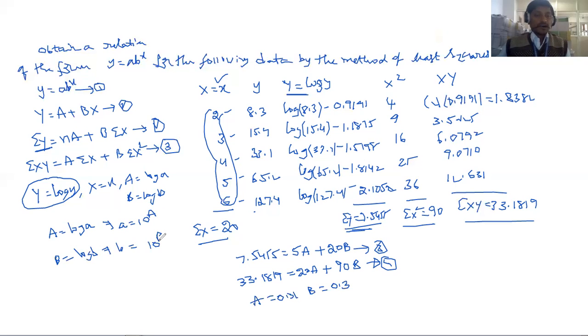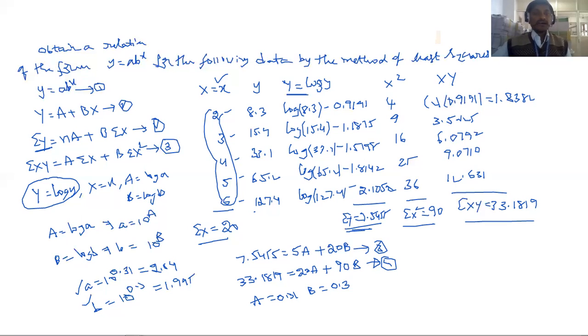So the values we got, we have to substitute here. Small a is equal to 10 power 0.31 and small b is equal to 10 power 0.3. So these are the values we got, small a and small b. So finally you may get small a as 2.04 and small b as 1.995. Okay, so this is our intention, to calculate the values of small a and small b.